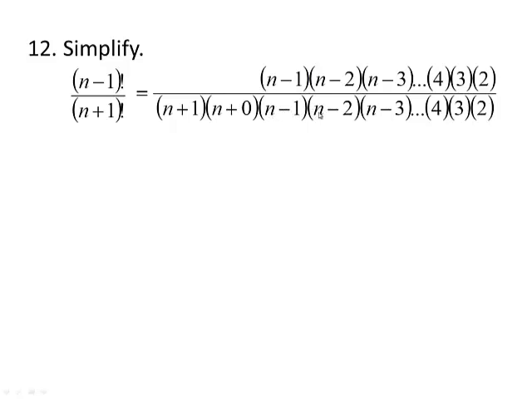n minus 1 minus another one is n minus 2. n minus 2 minus another one is n minus 3, all the way down to 4, 3, 2. And we just cancel these, and we're left with this.